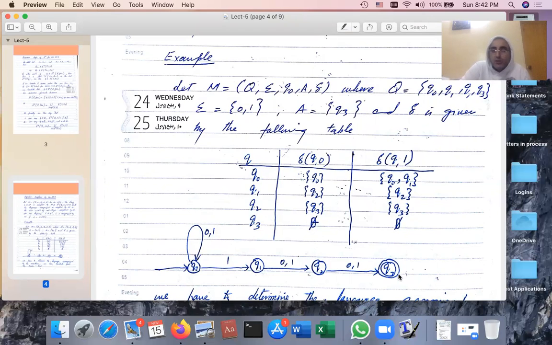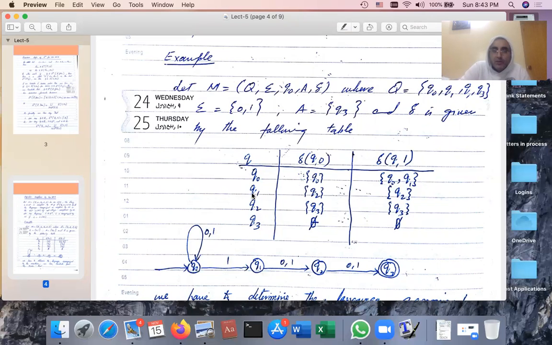Because there are 2 input symbols, this transition symbol is according to the input symbols, but those input symbols are mentioned in column direction. So at Q0 with 0, where I can reach, you have to mention it here: Q0. And at Q0 after taking 1, I can reach Q0 or Q1. So I have mentioned this thing here.